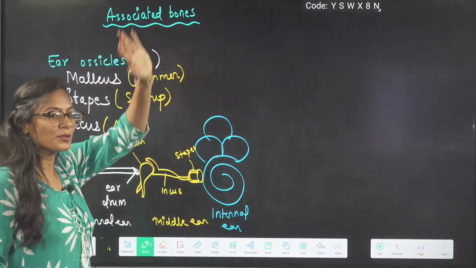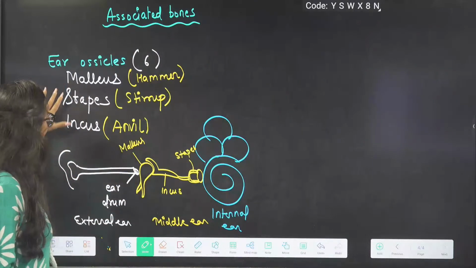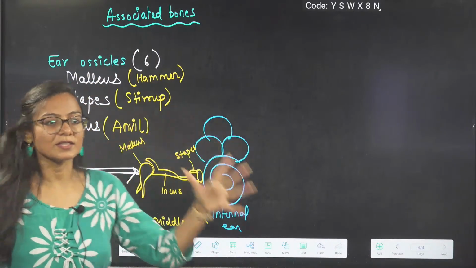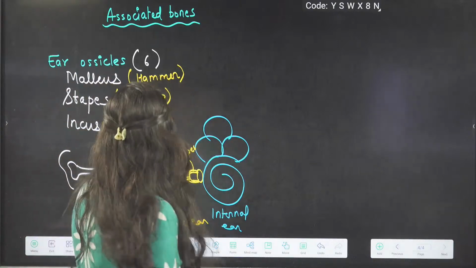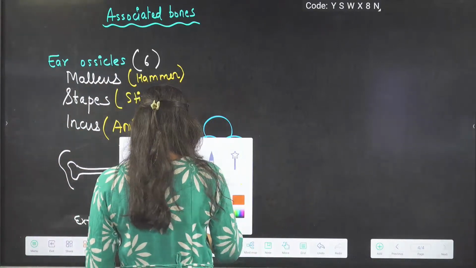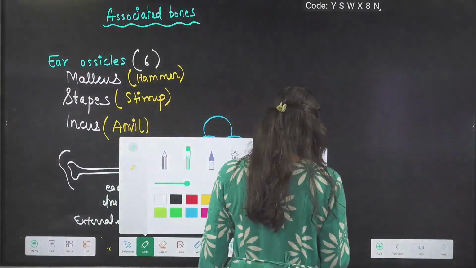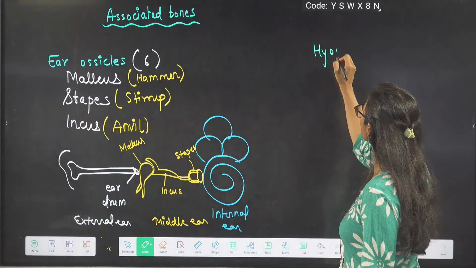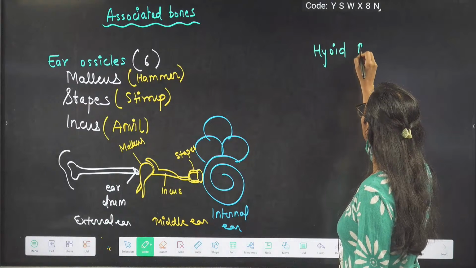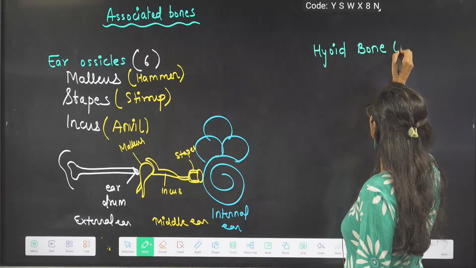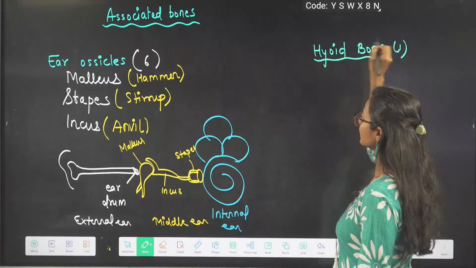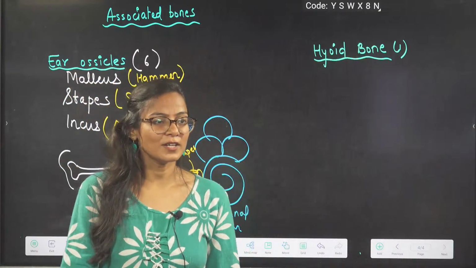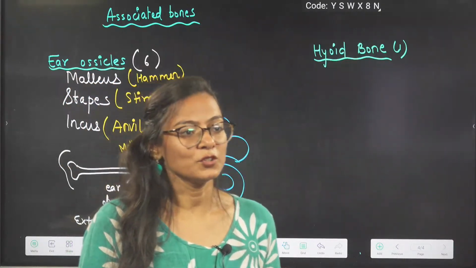But if we talk about the correct biological names, it is malleus, incus and stapes. These are the bones associated with the ears. Then there is one more, let's discuss that also. It is a part of the skull. That is the hyoid bone. Heard of this bone? It's just one in our body. Hyoid bone. Heard of hyoid bone? No?